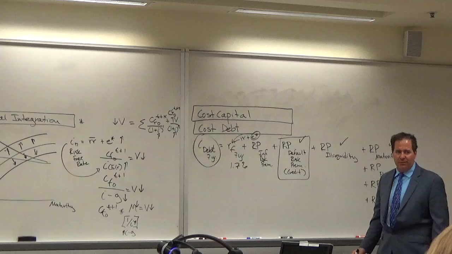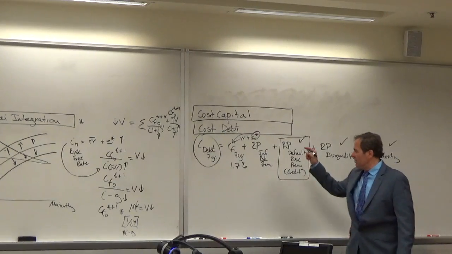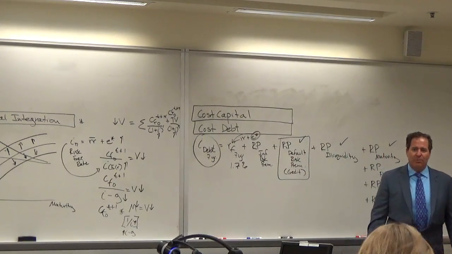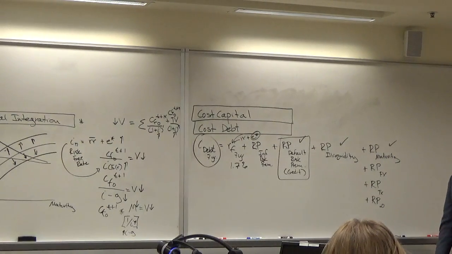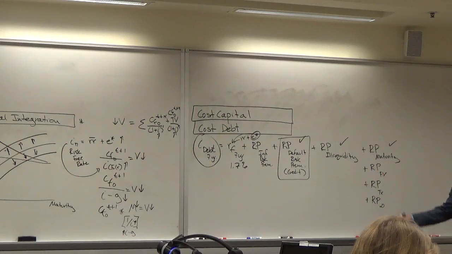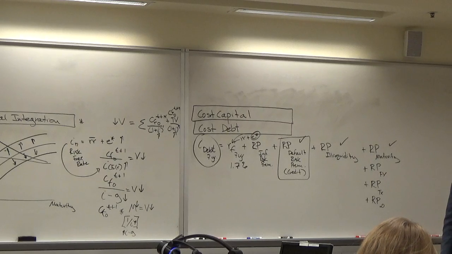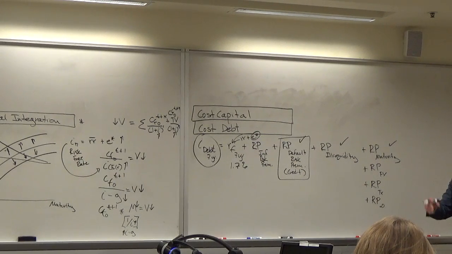How many basis points do you want to tack on to the 1.7%? How many basis points do you want to add to the risk-free rate for the credit default risk premium? It depends on their capital structure. They're pretty conservative. They're probably AA or A or something like that, rated by Standard & Poor's. But you need to come up with a number.